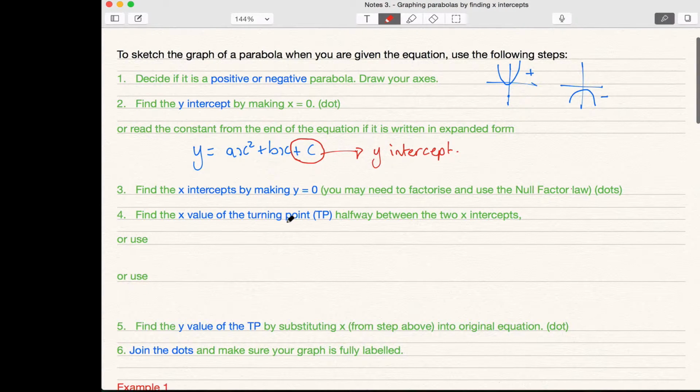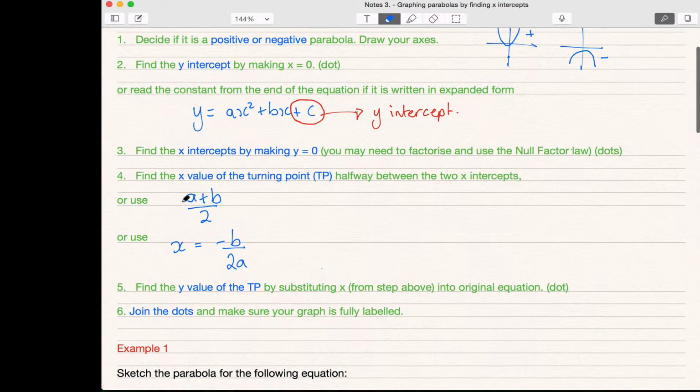Step 4, find the x value of the turning point, which will be halfway between the 2 x-intercepts. That's one method. Another method is to add the 2 x-intercepts and divide by 2, so find the average of the 2, and that'll give you the x value. Or you can use another formula from the expanded form, which is negative b over 2 times a. So this is referring to this b and this a, and that will find you the x value as well. So three different methods you can use. You can choose whichever one works best for you.